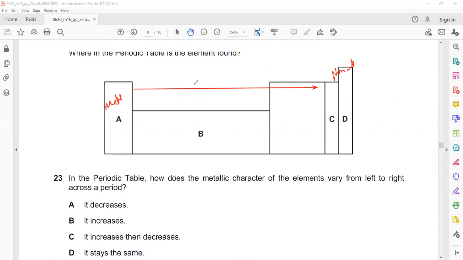It decreases. And as you go down the group, the metallic character increases. Why does it increase? Because the size increases, so metals can lose their electrons easily. The tendency of a metal is to lose electrons. So moving from left hand side to right hand side, metallic character decreases. That's why A is the right answer.